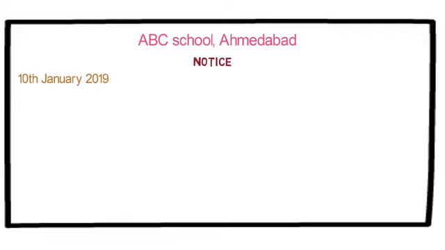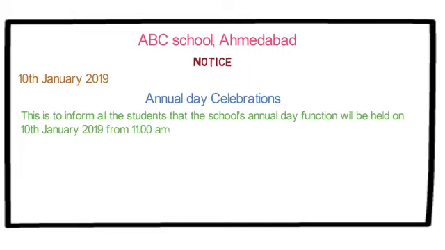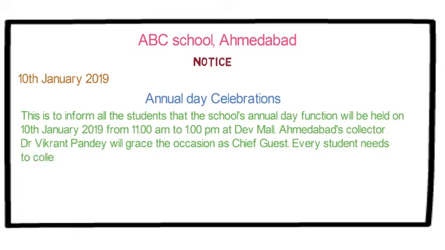Then we will write the title of the notice. Here we will write Annual Day Celebration. After the title comes the main part of the notice, which is the body. Here we can write in this way. This is to inform all the students that the school's annual day function will be held on 10th January 2019 from 11 am to 1 pm at Dev Mall. Ahmedabad's collector Dr. Vikrant Pandey will grace the occasion as chief guest. Every student needs to collect their passes from their respective class teachers.